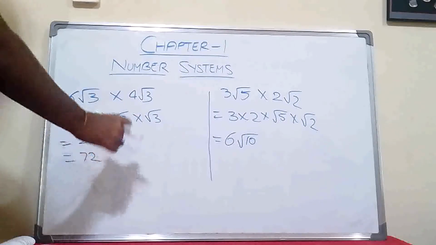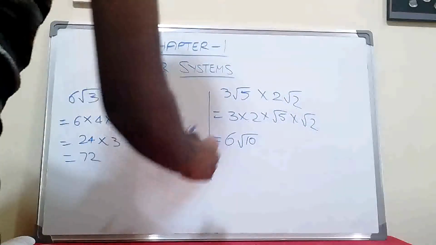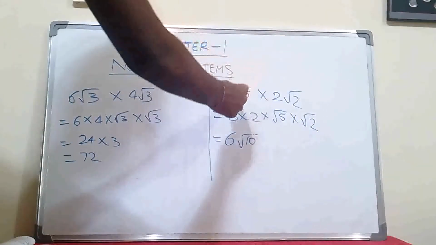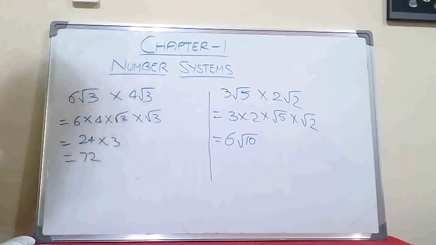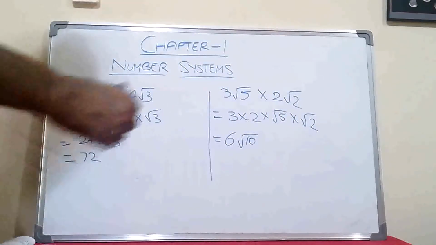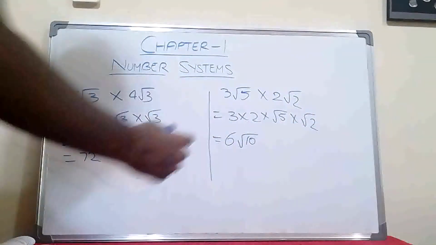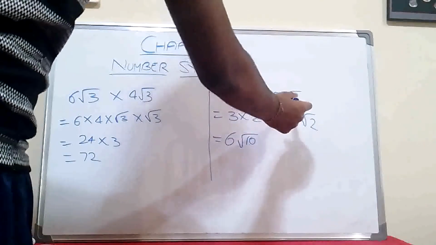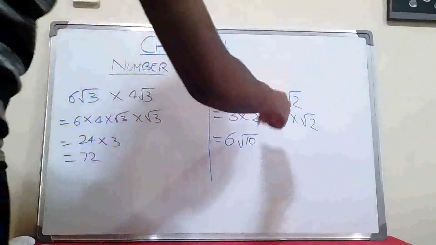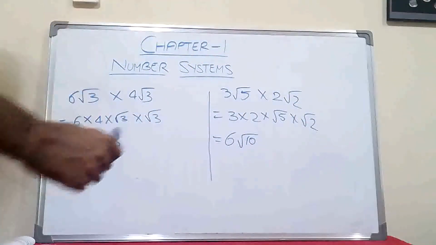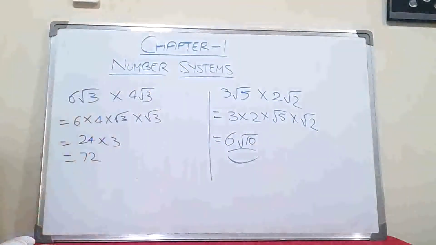Here we can see that here it's root 5 and here it's root 2, which means they cannot cancel out each other. So when we multiply, it becomes 3 into 2 into root 5 into root 2, which means 3 into 2 is 6, and 6 into root 5 is 6 root 5, into root 2 is 6 root 10. So that's the value over here. This is how we multiply. Now let's see how we divide.